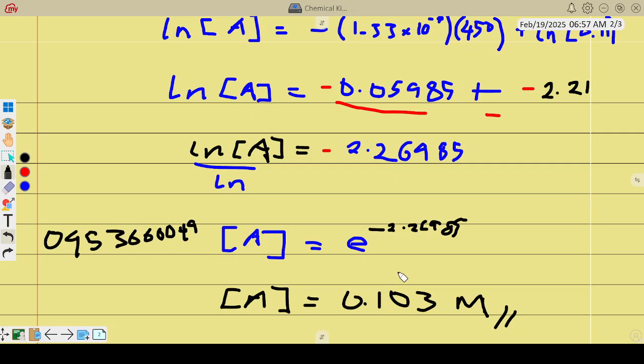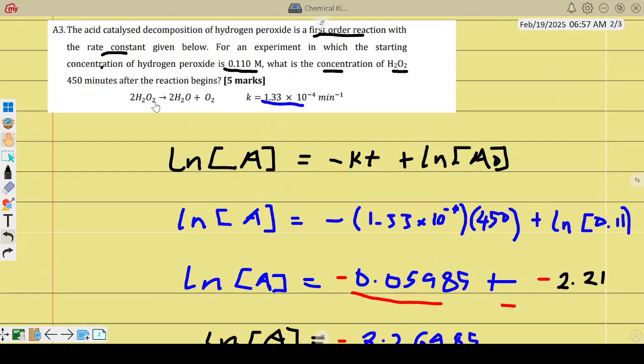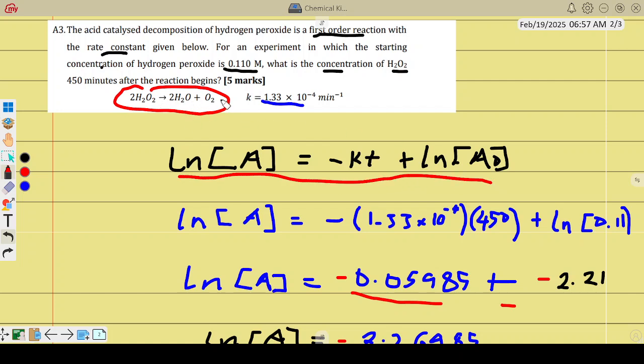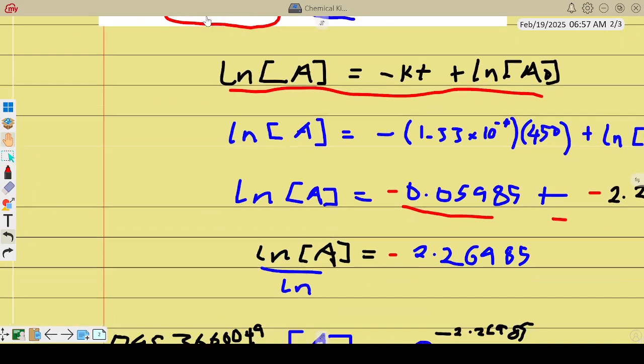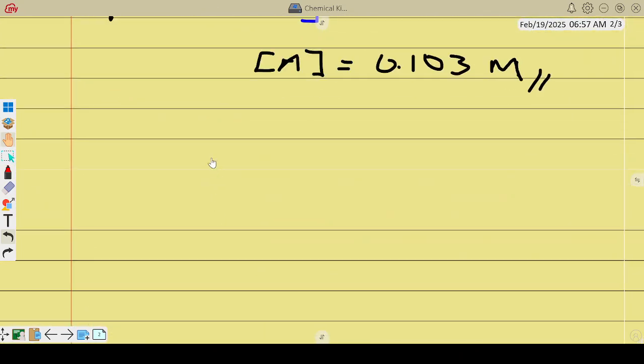Okay, so we're done. That was worth 5 marks. There was even an equation given. As long as you know the rate law, we didn't even pay attention to the equation, but it's just for you to know. Can we go to something else? Yes.